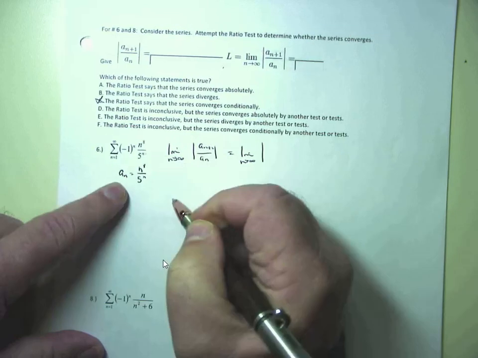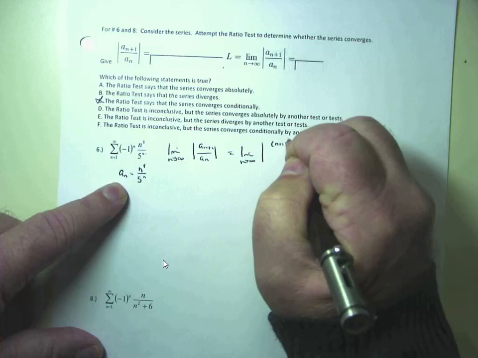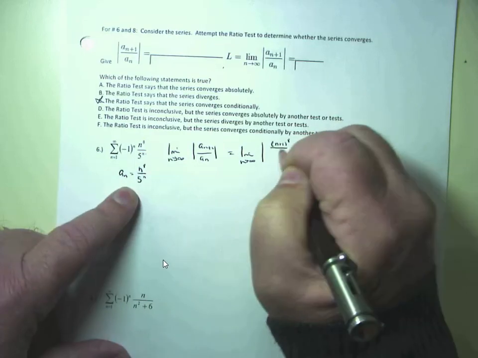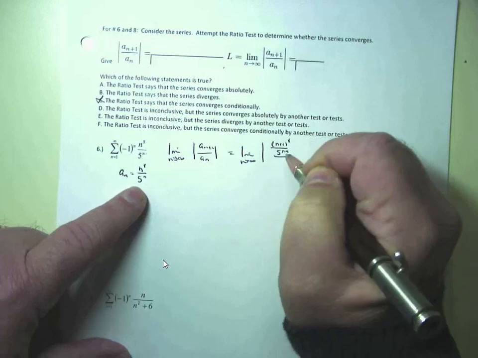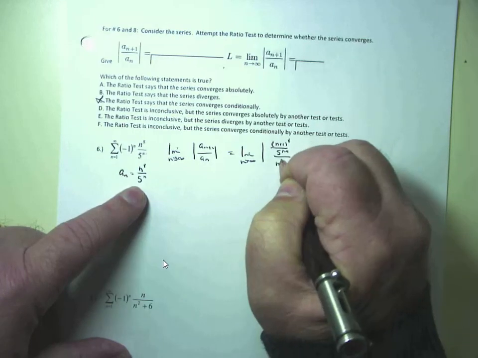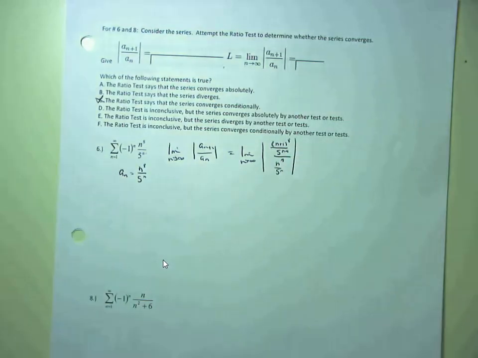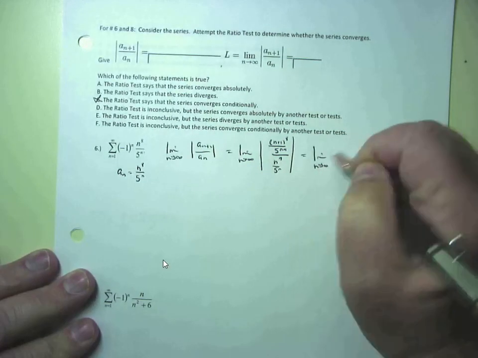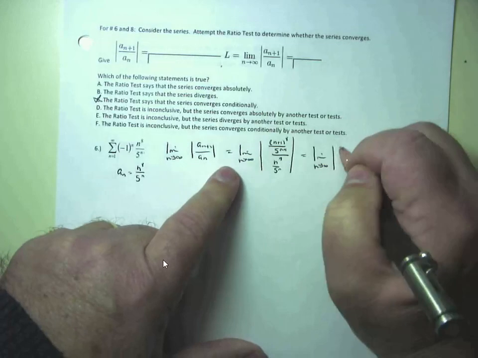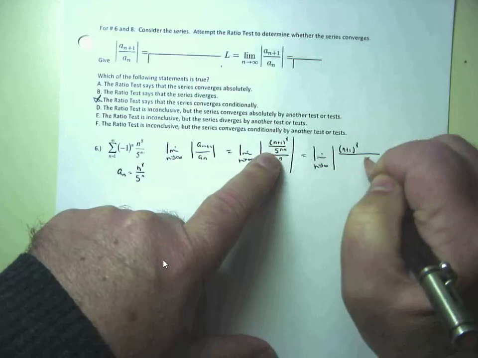So when I plug in n plus 1, I get (n plus 1) to the 8th divided by 5 to the n plus 1, divided by a_n, just recopy, n to the 8th divided by 5 to the n. Does that make sense? Now I'm going to invert and multiply. So this is the limit as n approaches infinity of the absolute value of (n plus 1) to the 8th divided by 5 to the n plus 1.